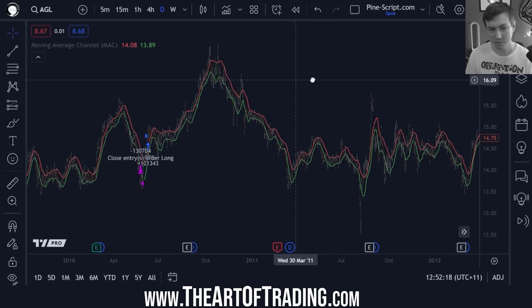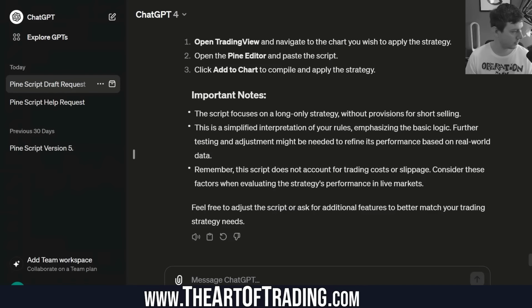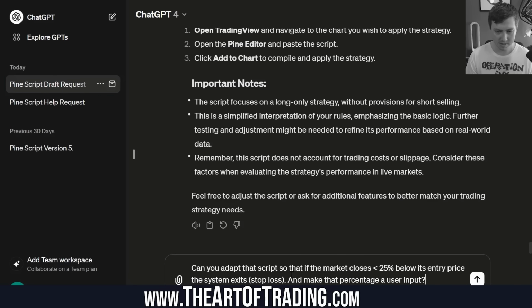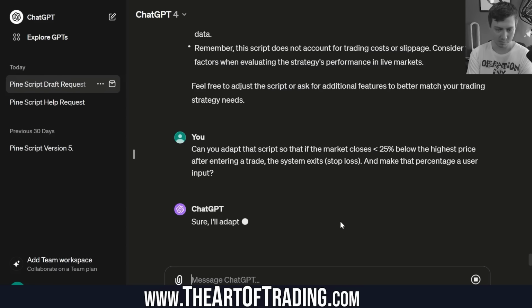So anyway, what's Nick's solution? Trailing stop. Let's ask ChatGPT if it can add that. Can you adapt that script so that if the market closes under 25% below its entry price, the system exits stop loss? Now this should say below the highest price after entering a trade, the system exits stop loss, and make that percentage a user input. Let's see what ChatGPT does with this prompt.